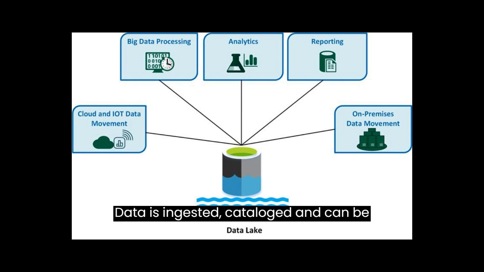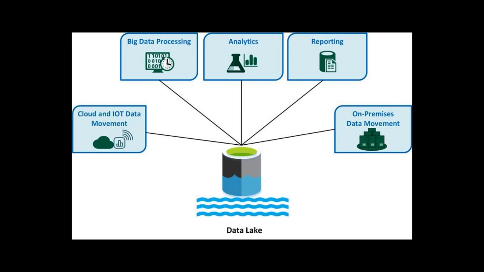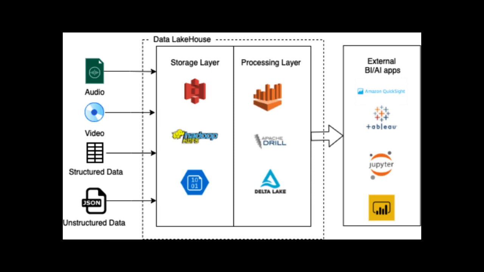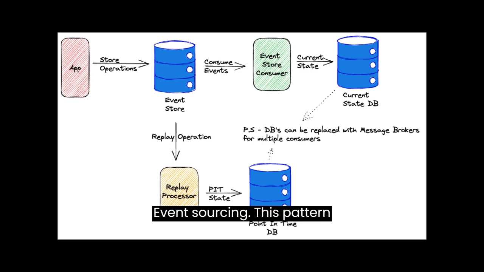Data is ingested, cataloged, and can be processed on an as-needed basis. Common technologies used in data lake architectures include Hadoop HDFS and cloud-based solutions like AWS S3 or Azure Data Lake Storage. Event sourcing. This pattern captures changes to data as a series of immutable events.